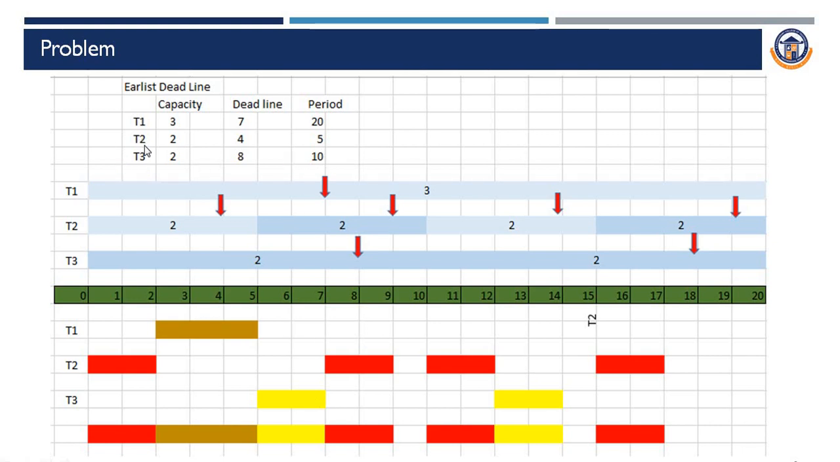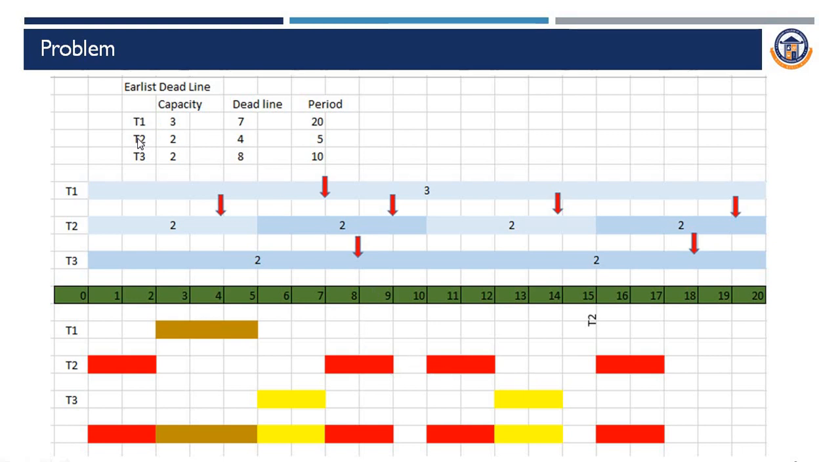Next, again in a cyclic manner, the priority will be assigned to T2. T2 has to process 2 units before the deadline 4. Before 4, the first 2 units have been processed. Next, 4 plus 5, before 9, the second 2 units have been processed.